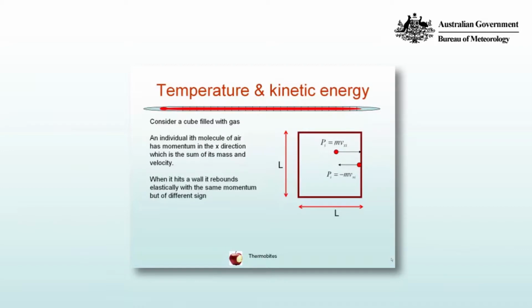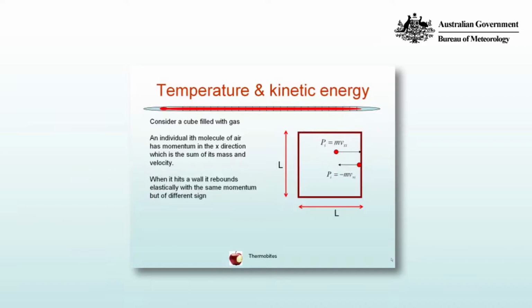Consider a molecule of gas with a mass m and a velocity v in the x direction. So we'll give it the subscript x, and we're going to label this as the ith molecule. So the velocity is v subscript xi. And so the linear momentum of that particular molecule is p subscript i equal to the mass times v subscript xi.